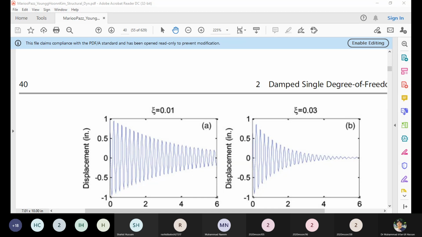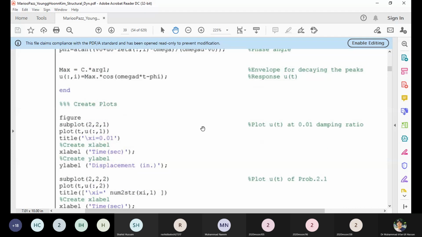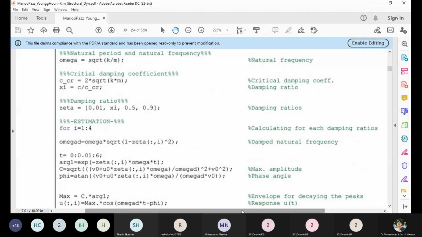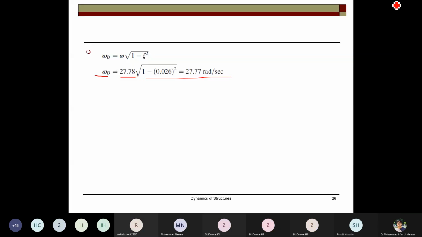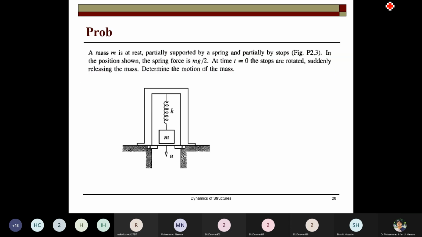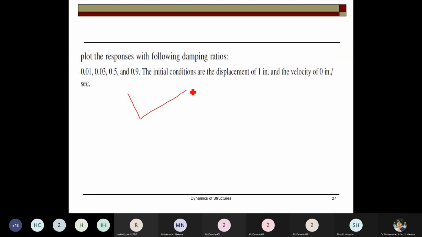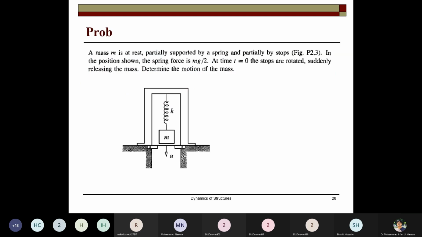So now we were working on this thing, the MATLAB program. So try to work on this program. Then comes the next problem. So this was done in MATLAB.